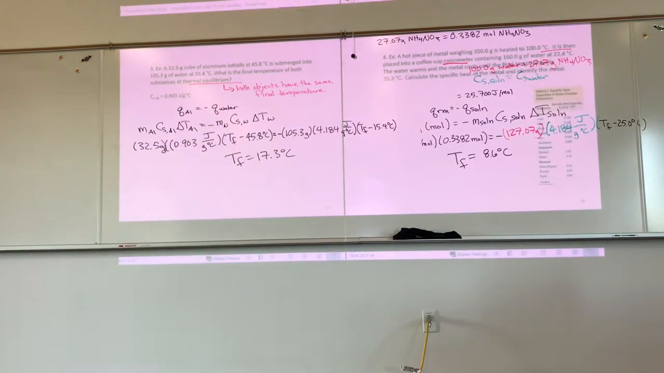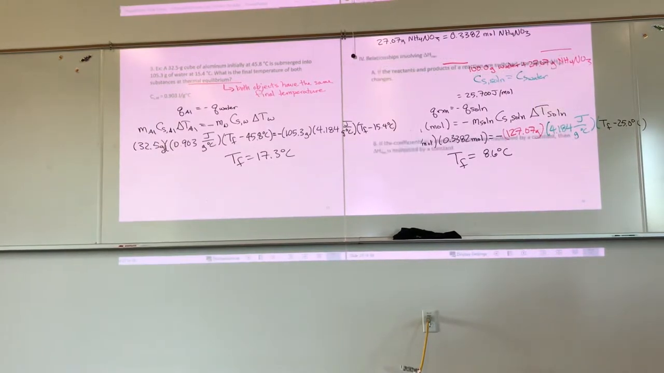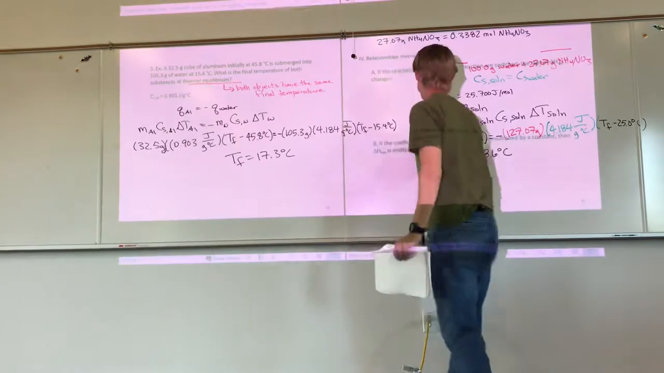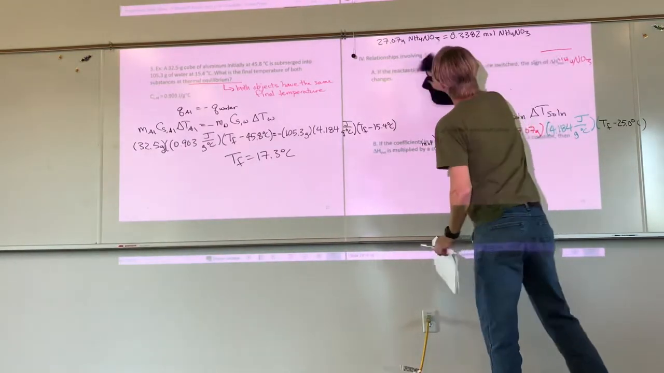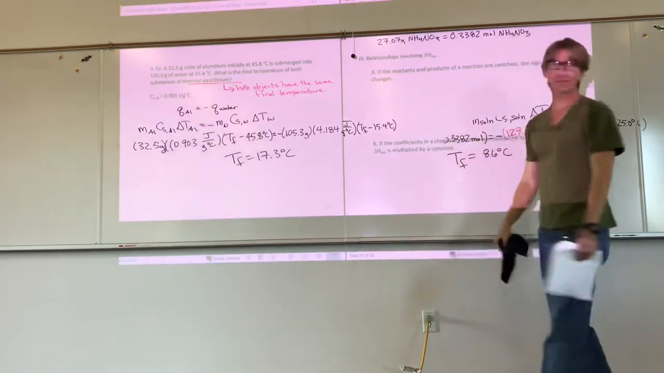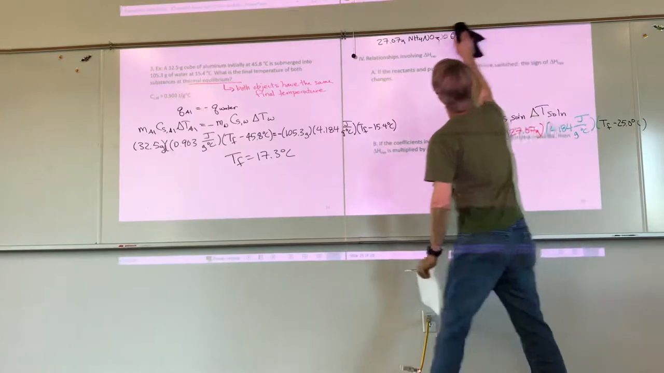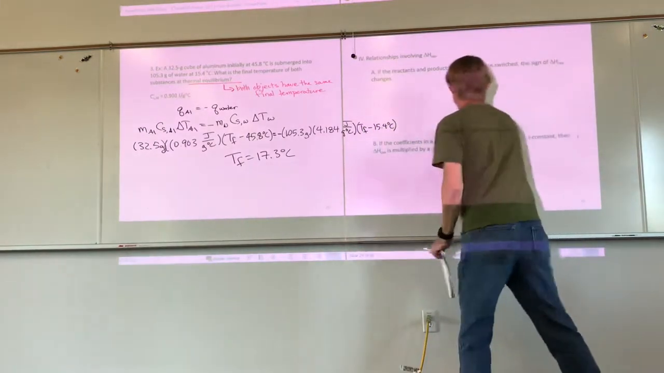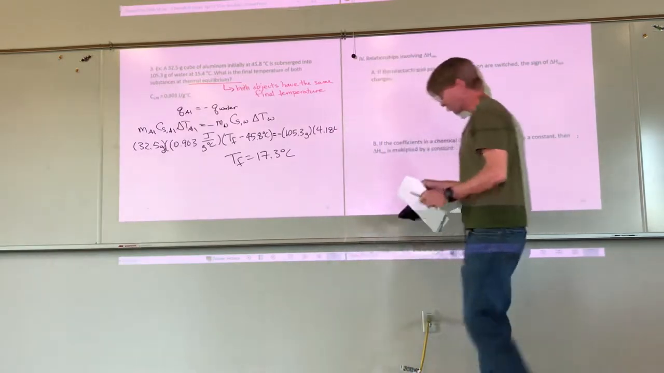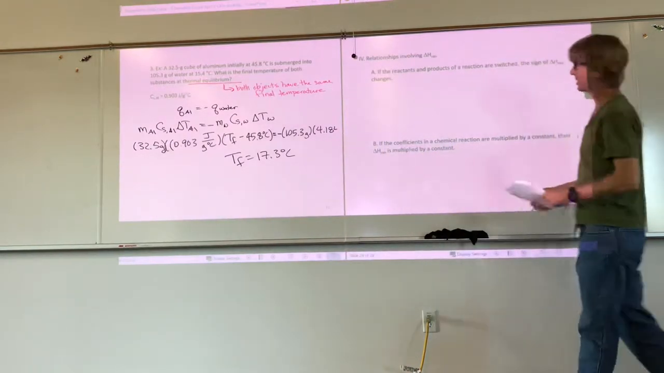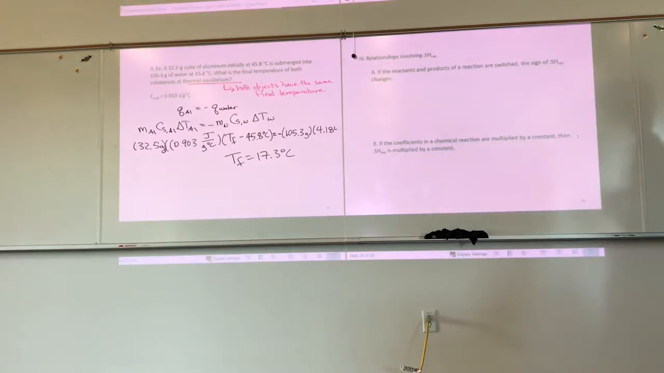Number 28 is a companion problem. Please work that in the privacy of your own home. Now on to relationships involving delta H reaction. To recap, in the lecture notes, we have one way to find delta H. Do a coffee cup calorimeter type problem. And we will do that this week in lab. But there are still two other ways, and I think we're going to cover both of those ways today. But before we talk about the next one, we have to talk about relationships involving delta H reaction.